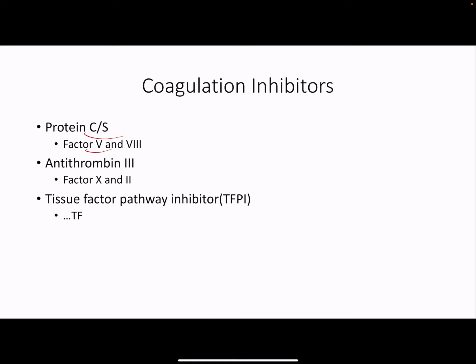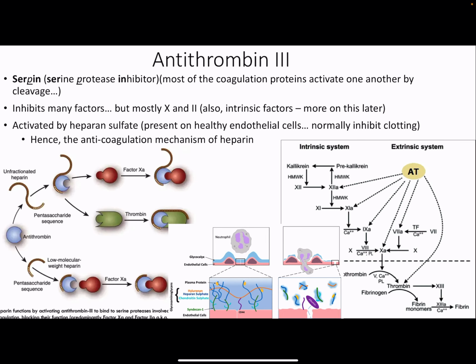This is going to inhibit factor 8 and factor 5. Then we have antithrombin 3, which can inhibit factor 10 and factor 2. And then we have tissue factor pathway inhibitor, which, as the name implies, probably just inhibits tissue factor. So antithrombin 3, this is a serpin.